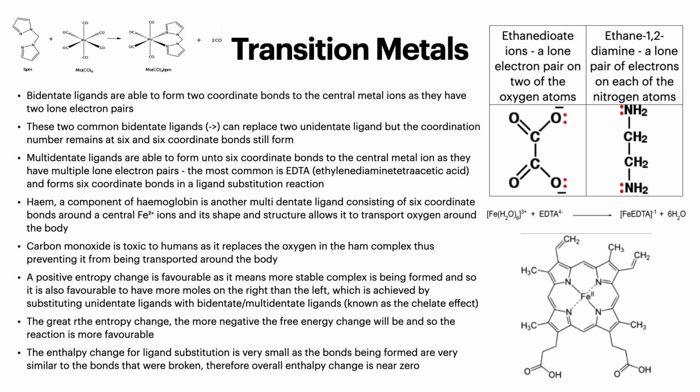A positive entropy change is favourable as it means more stable complex is being formed, and so it's also favourable to have more moles on the right than the left-hand side of the reaction, which is achieved by substituting unidentate ligands with bidentate or multidentate ligands, known as the chelate effect. The greater the entropy change, the more negative the free energy change will be, and so the reaction is more favourable. And finally, the enthalpy change for ligand substitution is very small, as the bonds being formed are very similar to the bonds that are broken. Therefore, overall enthalpy change is near 0.